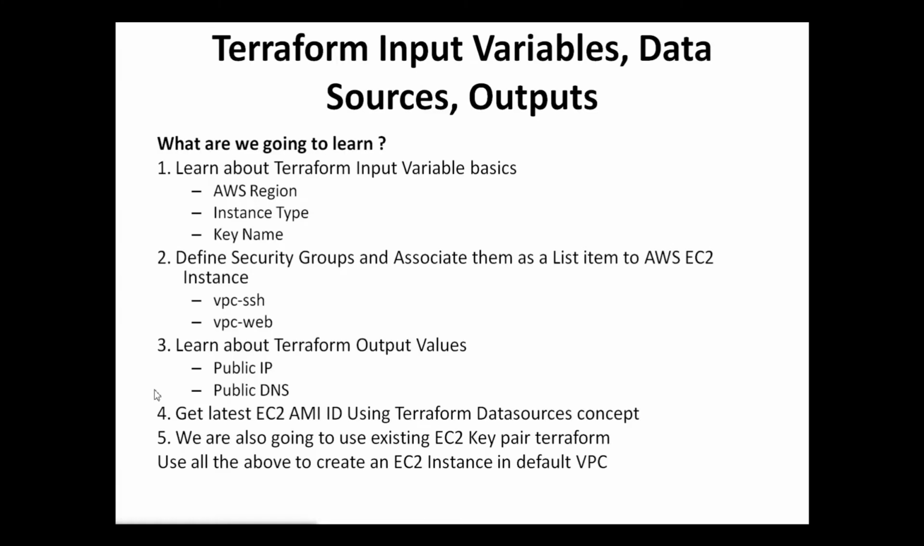In our previous session, the third session, we practically saw how to dynamically get the latest AMI ID from AWS using the Terraform data source concept and then create the EC2 instance. We also took the VPC, SSH and VPC security group which were created and used to access the EC2 instances. We also saw in the previous lecture about the Terraform output values, how to get the public IP and the public DNS for our created EC2 instances.